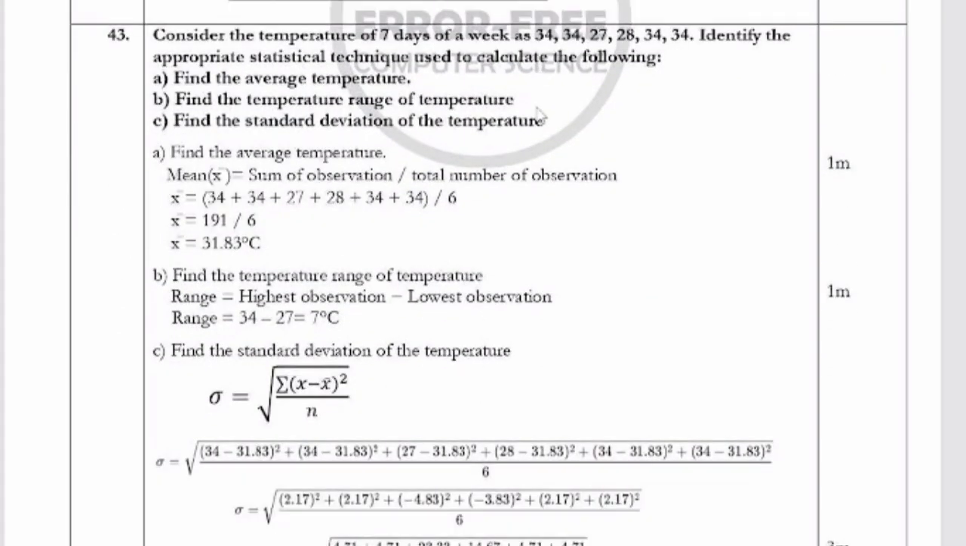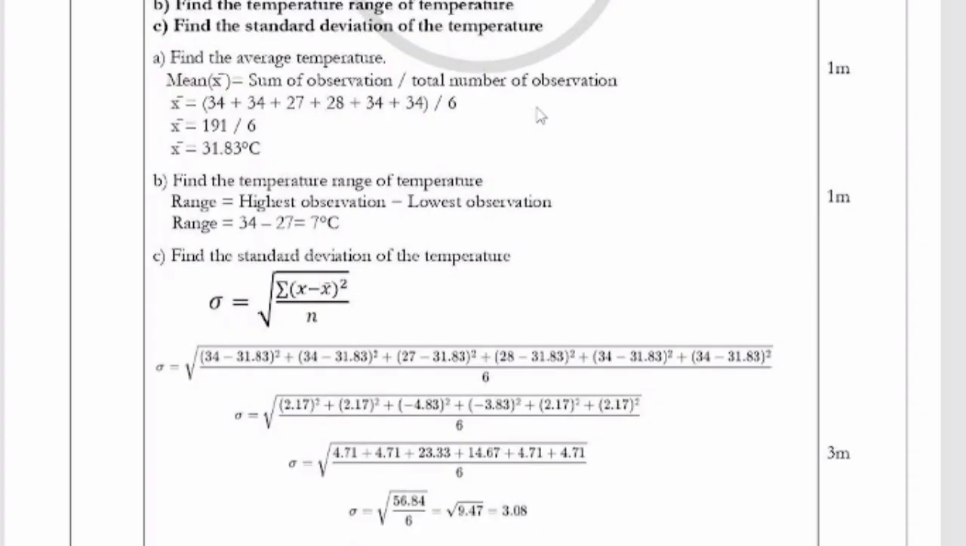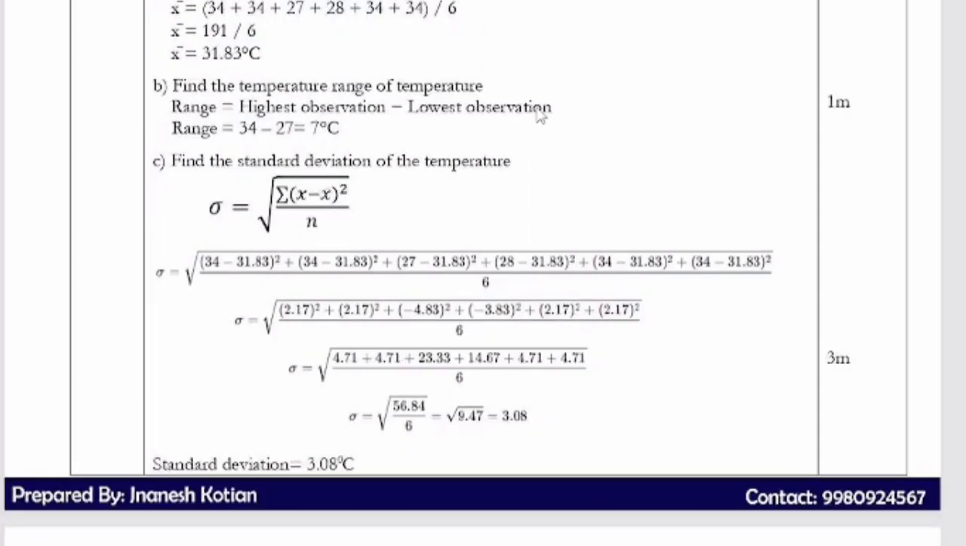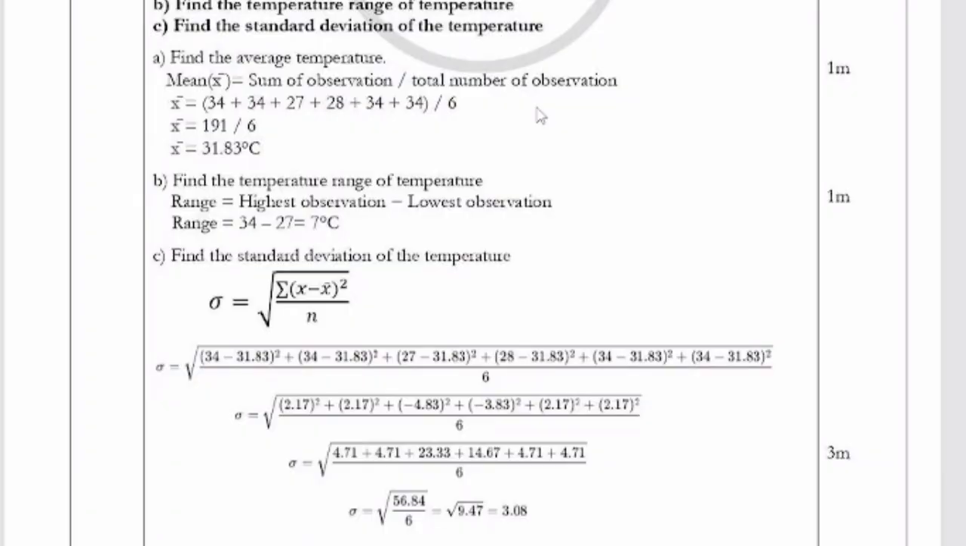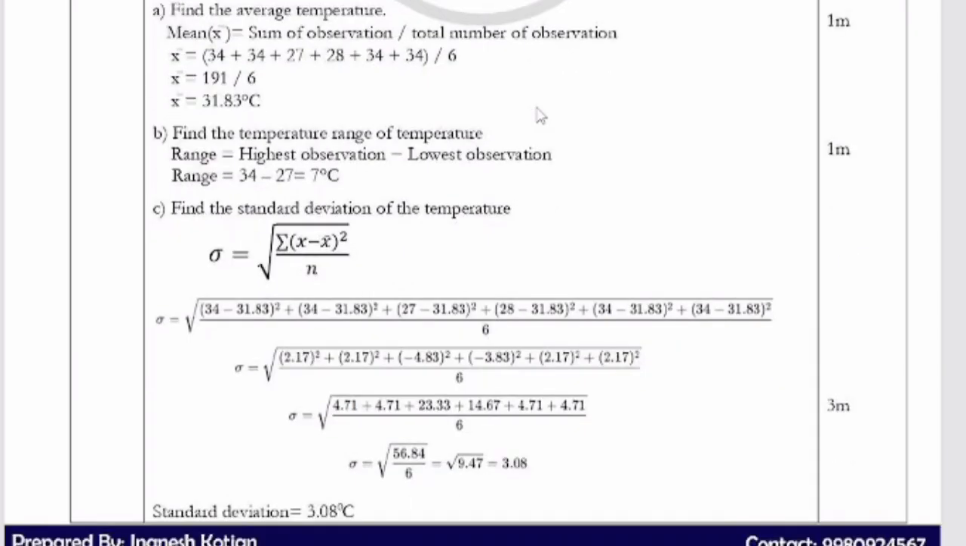Consider the temperature. Okay, in every question paper they are asking mean, median, range, standard deviation. These are all important, students. Please go through this. They have asked the mean, and find the temperature range. That is the difference you have to tell. Range means 34 minus 27 from the given data, where 34 is the maximum. And 27 is what? Minimum, I hope so. Yes, 27. 34 minus 27, 7 is the range.